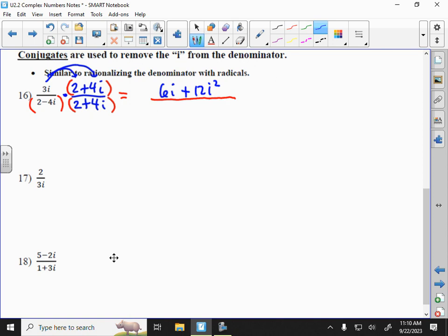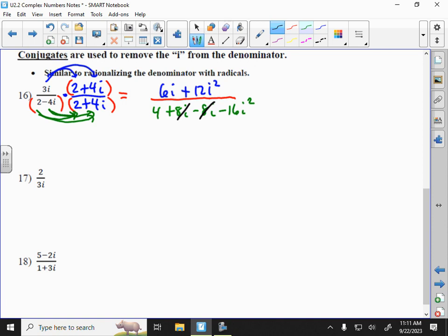We'll double distribute on the bottom. Okay, so 2 times 2 is 4. 2 times 4i is plus 8i. Negative 4i times 2 is minus 8i. And negative 4i times positive 4i is minus 16i squared. So if you do these conjugates correctly, on the bottom, these middle terms are always going to end up canceling out. So really all you have to do is multiply the first terms together and the last terms together for the bottom part.